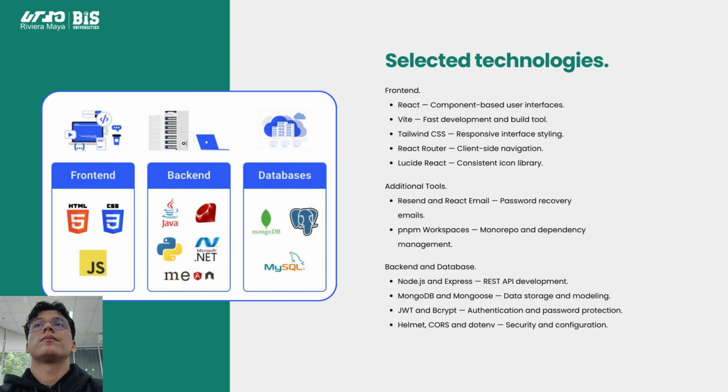On the backend, we worked with Node.js and Express to build our REST API. For security, we used bcrypt to encrypt passwords, JSON Web Tokens for authentication and authorization, and Helmet together with CORS to protect the API from common vulnerabilities. For the database, we chose MongoDB, a NoSQL database, along with Mongoose as our data modeling layer. And as additional tools, we use Resend and React Email to send password recovery emails, and PNPM workspaces to manage our monorepo in a centralized way.